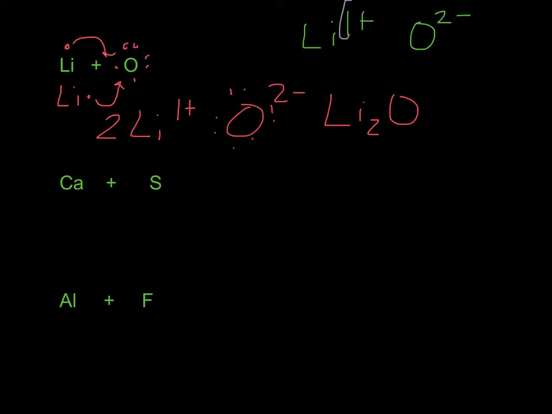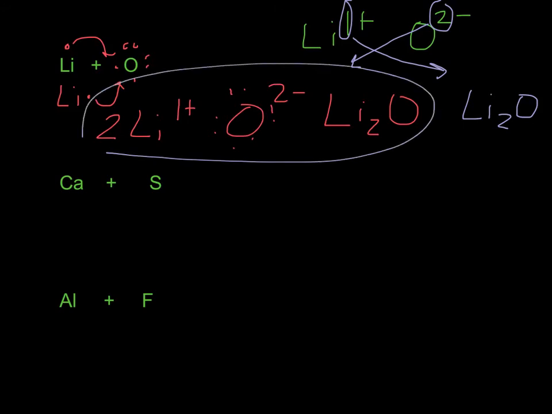Now, I'm going to take this 1, and I'm going to cross it down there, and I'm going to take this 2, and I'm going to cross it there. And when I do that, I get the formula Li2O, which is the same thing as what we showed right here.